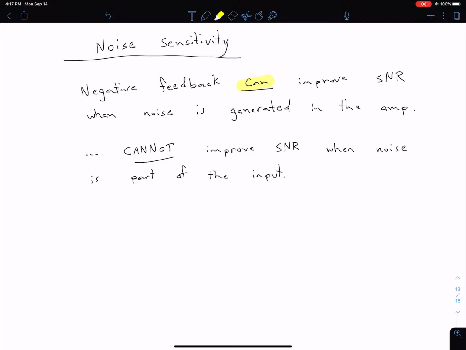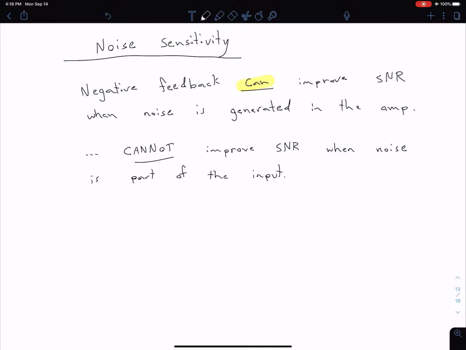As I have underlined here, it can improve the signal-to-noise ratio. It's not going to, but it can. And in order for it to even be possible, the noise has to be generated in the amplifier. If, on the other hand, our noise is part of the input, then our negative feedback cannot improve the signal-to-noise ratio. So in that case, we just can't help it by having feedback in our system. And we'll see that played out in our 4 different block diagrams.